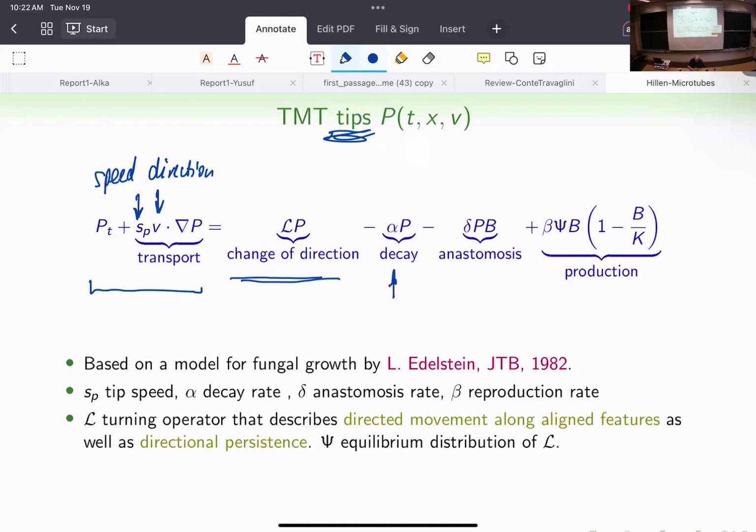Then we have a decay term, so we can lose tips. We have an anastomosis term. When a tip meets a tumor cell, then they form a connection. And then we have the production of new tips, which come from bulk cells, using a logistic term for the production of new tips. The model is based on an idea by Leah Keshet on fungal growth, describing how fungus grows. So let me talk about this integral operator a little bit.